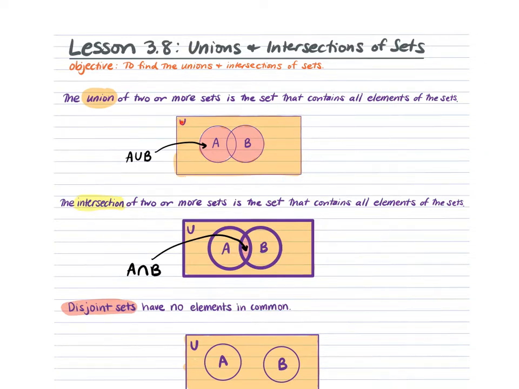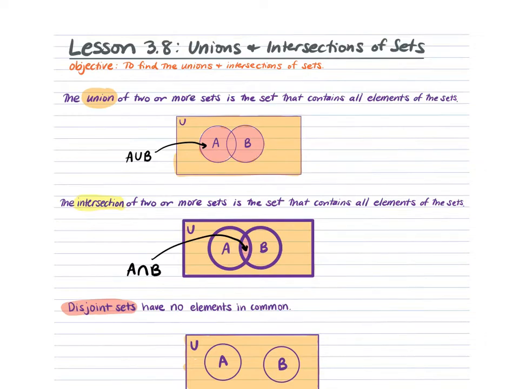If this square is our universe, the U stands for universe, and then if we have a set A and a set B, the union of those two would be just everything in A and B. And the intersection of the two, or three or more, contains just elements that are in both or in all of the sets, or repeated in all of the sets. The symbol for union is a U, and the intersection symbol is an upside down U. Okay, so this is the notation for this.